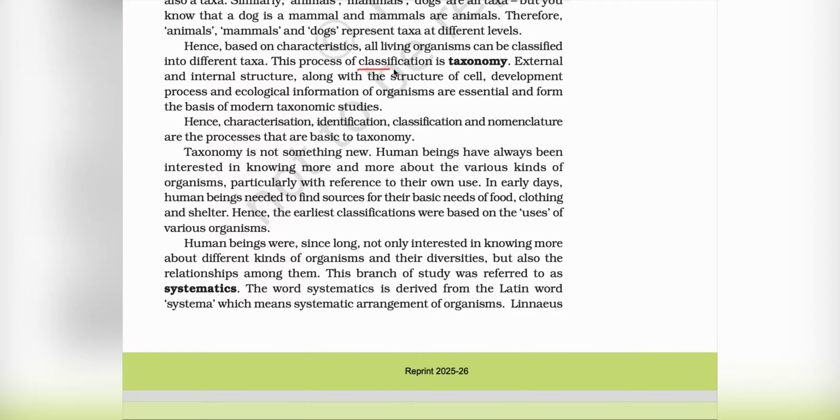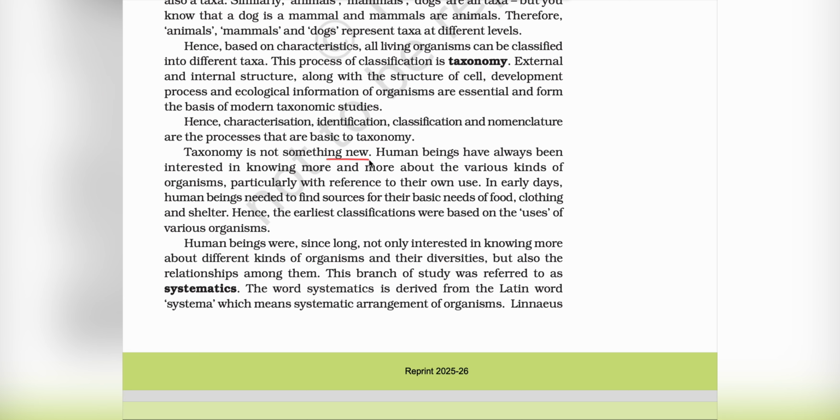This process of classification is taxonomy. External and internal structure along with the structure of cell, development process and ecological information of organisms are essential and form the basis of modern taxonomic studies. Hence, characterization, identification, classification and nomenclature are the processes that are basic to taxonomy.